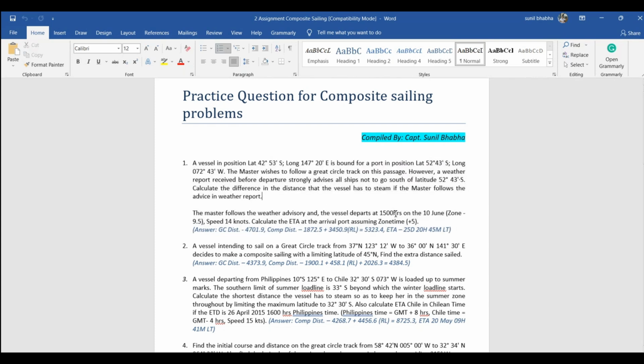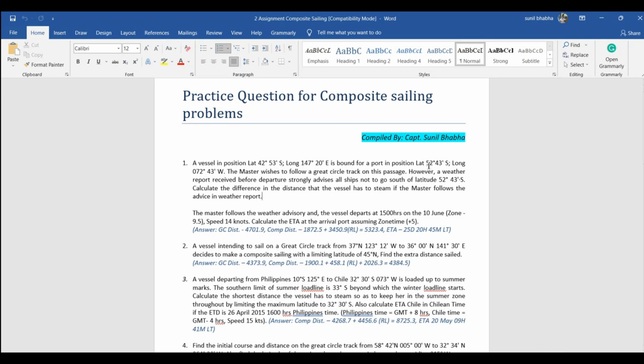So vessel has departed at 1500 hours on 10th of June, and this is in zone minus 9.5. And they want you to find the ETA. Now ETA is always in the local time of your destination port. So at the destination port, the zone time is +5. So how do we apply this? Now the best way to do this beta is forget about these plus and minus signs. Don't bother about them. You just look at the longitudes.